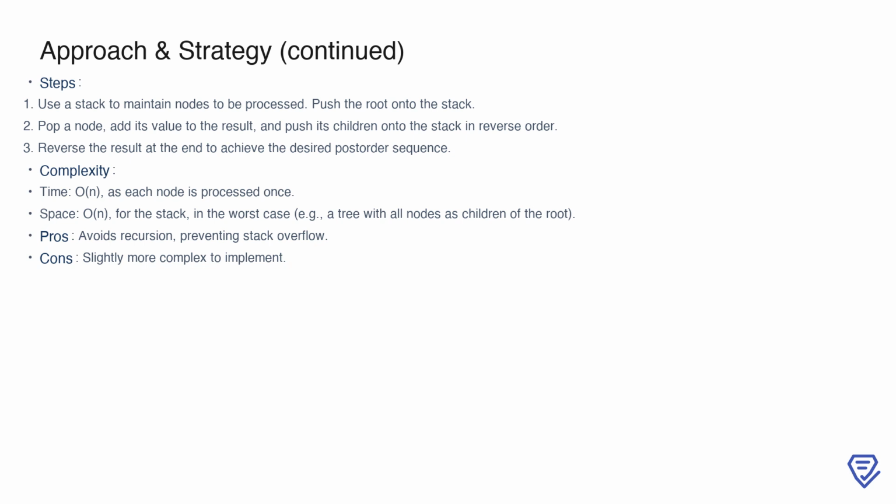This method has a time complexity of O(n), as each node is processed once, and a space complexity of O(n) in the worst-case scenario, such as when the tree is structured with all nodes as children of the root. The main advantage is that it avoids recursion, eliminating the risk of stack overflow. However, implementing this approach requires additional steps, like reversing the result, which introduces some complexity compared to the recursive method.